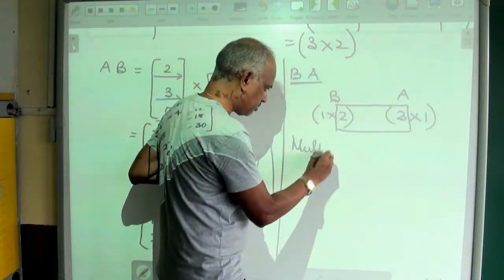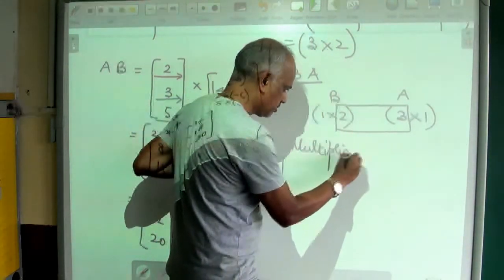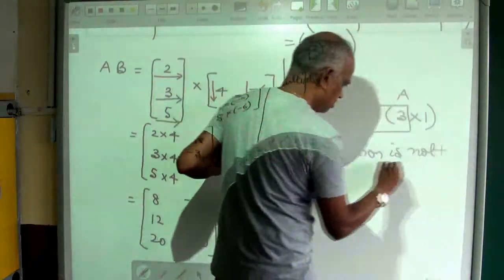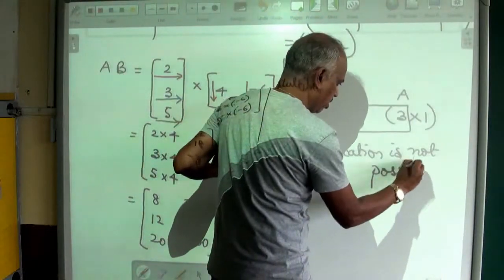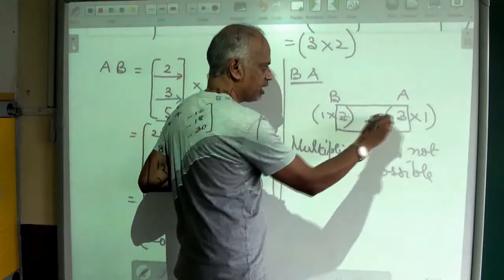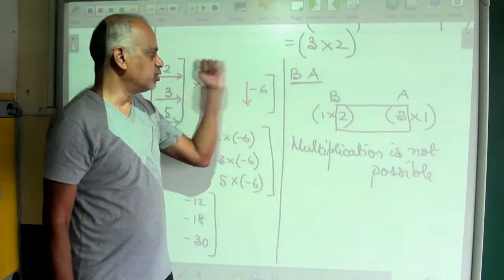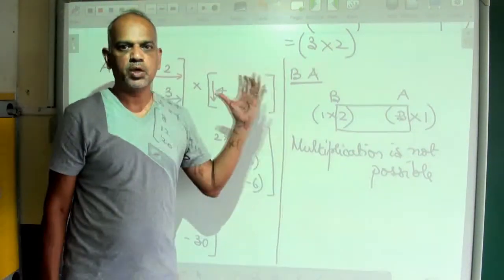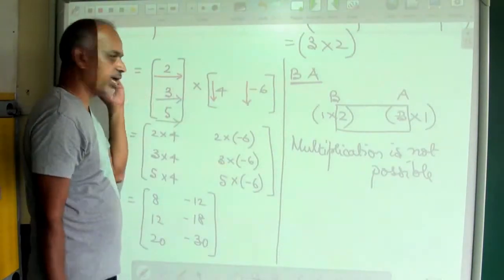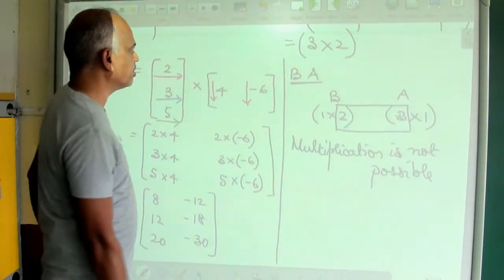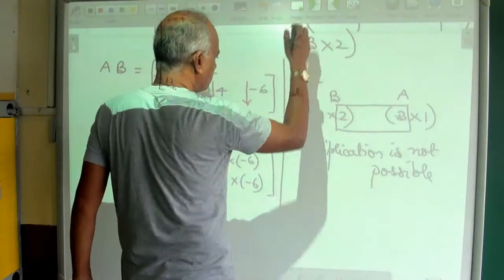Therefore, this multiplication is not possible. Because columns of the first one and rows of the second one are not the same. Therefore, you can never multiply B with A, but you can multiply A with B. Okay. So that's an example of how you're going to multiply.